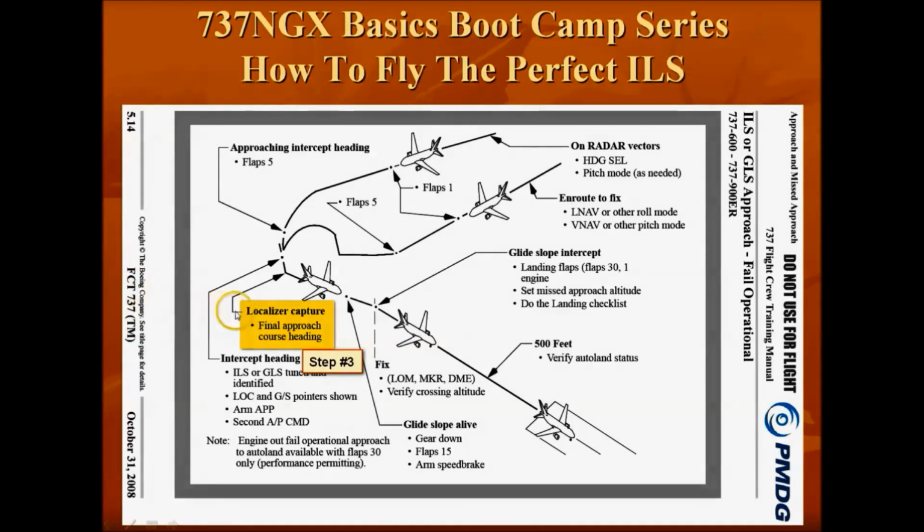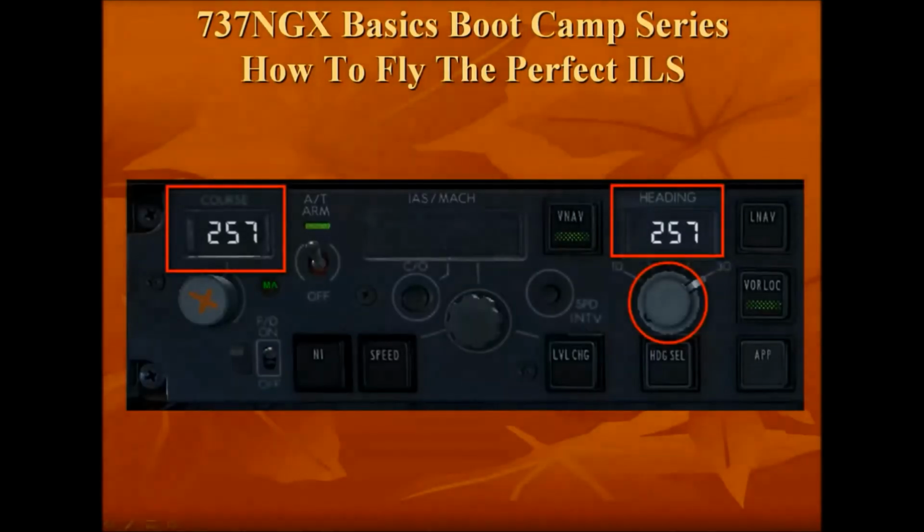Now, let's go on to step number three, which is localizer capture. Now, step three, we only have one item here, localizer capture, and that's set the heading to the final approach course. That's all you have to do is just marry up the heading. My inbound is going to actually be 257, so I'm going to set my heading to 257. That's all I have to do on localizer capture for step three. So that one's pretty clean and simple.